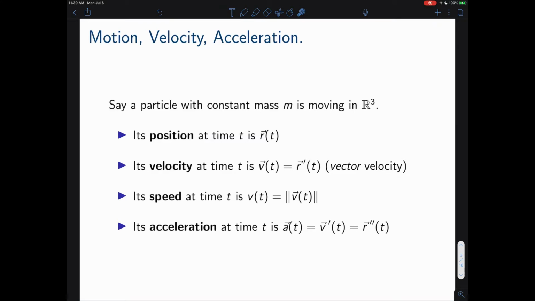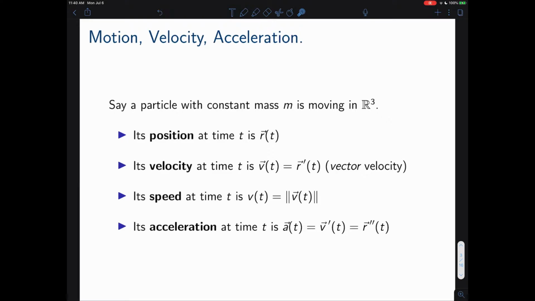So say a particle with constant mass is moving in R3. That's the motion in space, three-dimensional space. Its position at time t is given by a vector function. Call it r of t, say, just to give that position a name. Its velocity at time t is the derivative, the vector derivative of the position. So if r of t was the position, then the derivative r prime of t is the velocity.